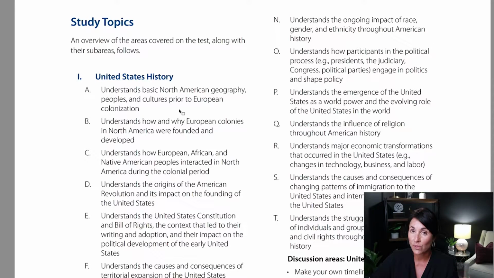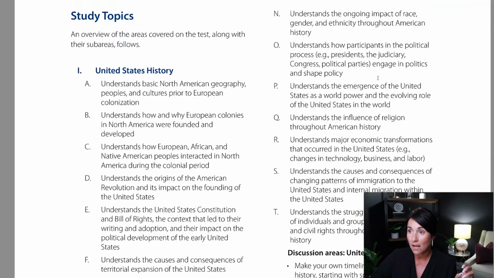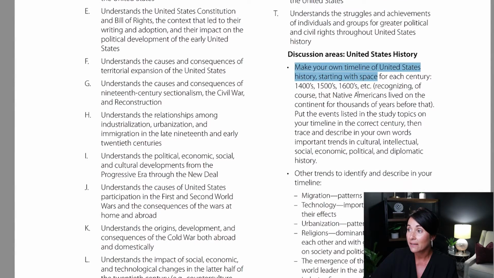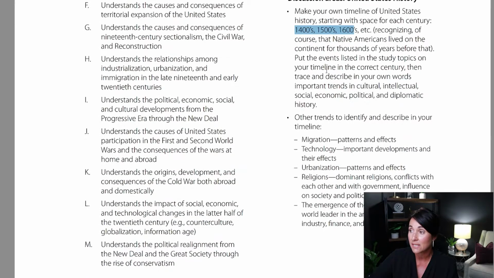Now, beyond that is a really important part of the study companion, which is the study topics section. And for this part, it's on page 31. You can see down here. And in the study topics, it goes through and breaks down the specs, but then it has this awesome part about discussion areas. And you can see that they give you some information and some things to do, like make your own timeline. And then it tells you what you should be looking at, 1400s, 1500s, 1600s. Then it says other trends to identify: migration, technology, urbanization.